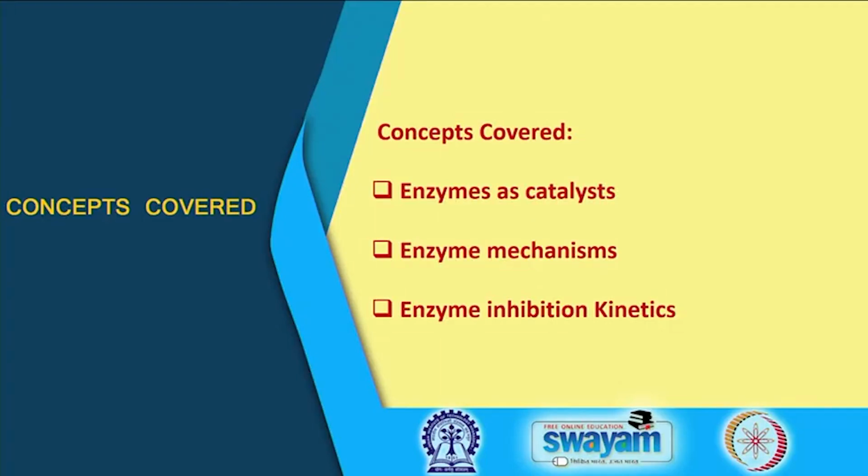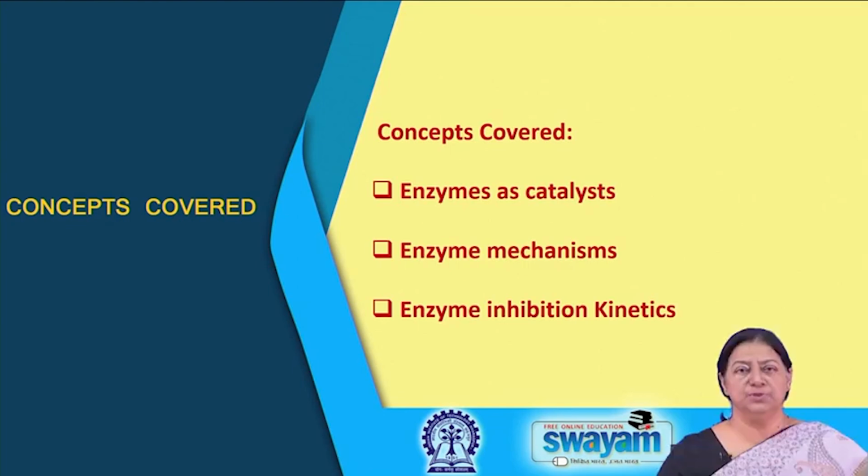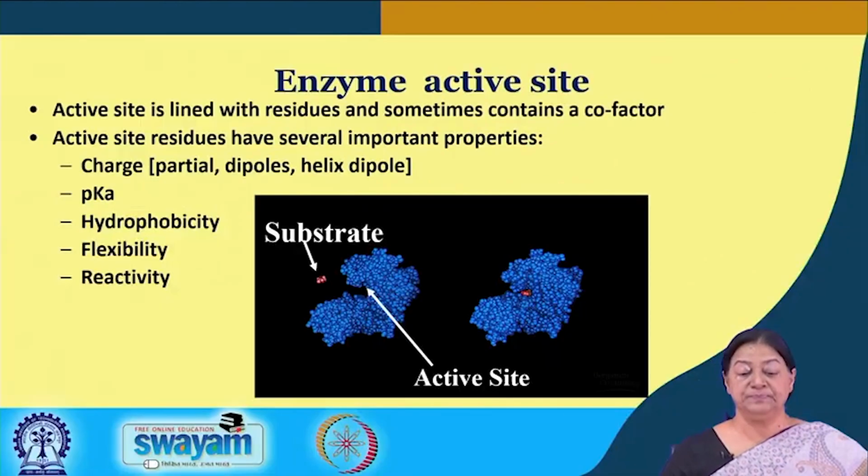If we look at the concepts that are going to be covered in this class, we learnt about enzymes as catalysts. There are specific enzyme mechanisms that we are just going to look at to see how specific enzymes actually are in their way of action, and then we will look at enzyme inhibition kinetics, and I will briefly touch upon the experiment that will be demonstrated to you for this specific enzyme kinetics chapter.